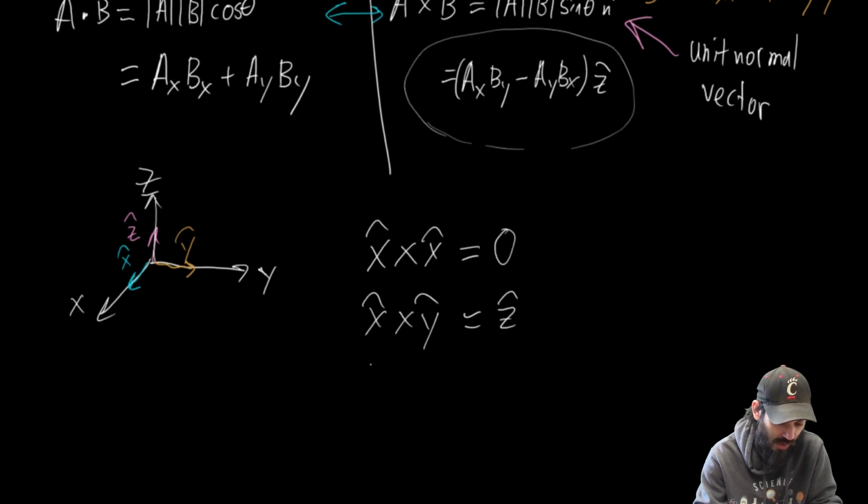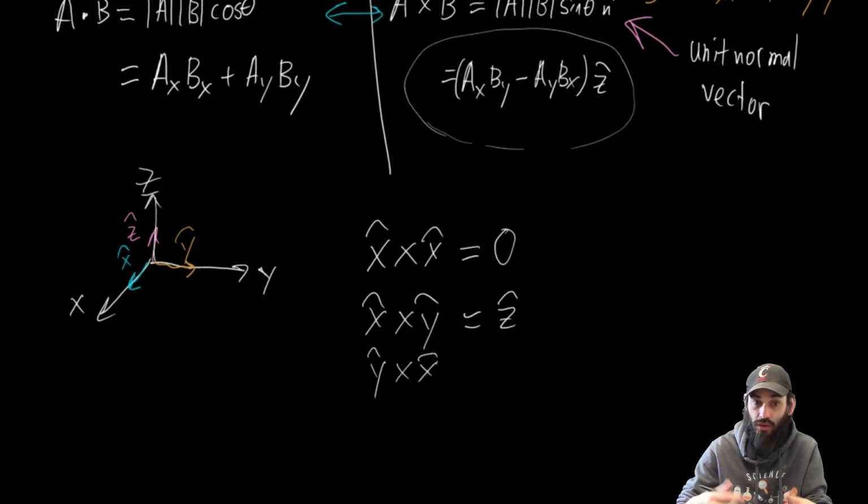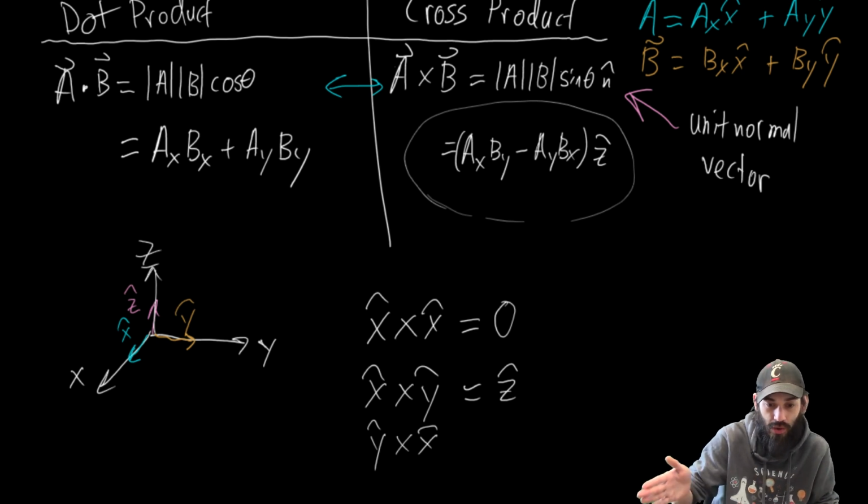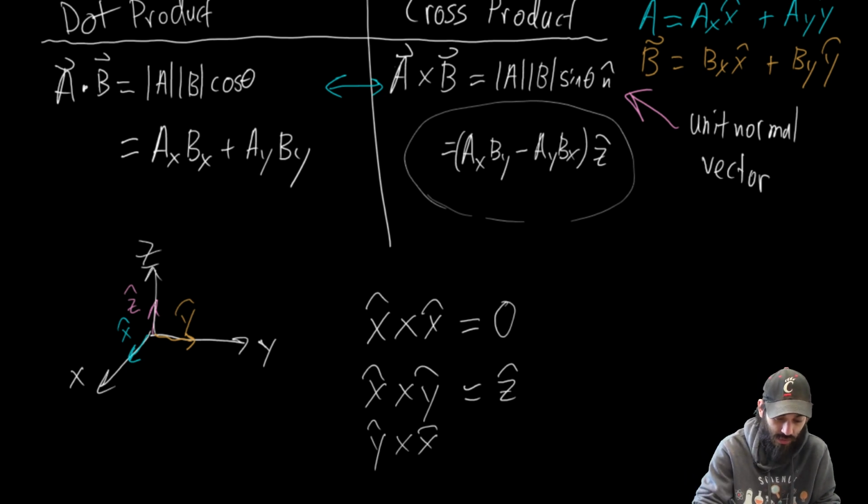Now, something you could ask yourself is what is y hat cross x hat, right? And this is where the right-hand rule becomes important, because to determine n hat, we take our fingers and point them in the direction of the first vector. So for this particular example, I'm going to point my fingers in the direction of x hat, and then I curl them towards y hat, and my thumb is pointing in the direction of the third vector.